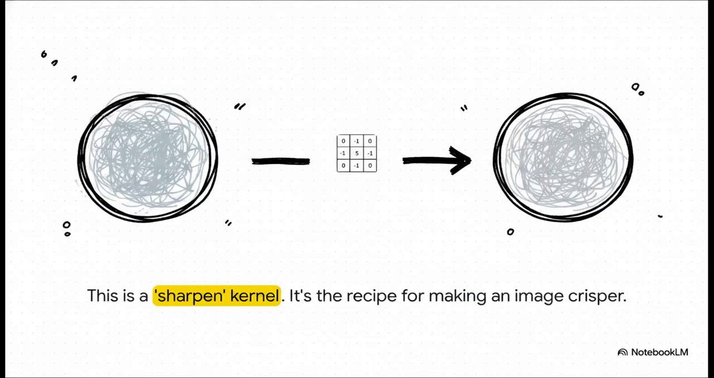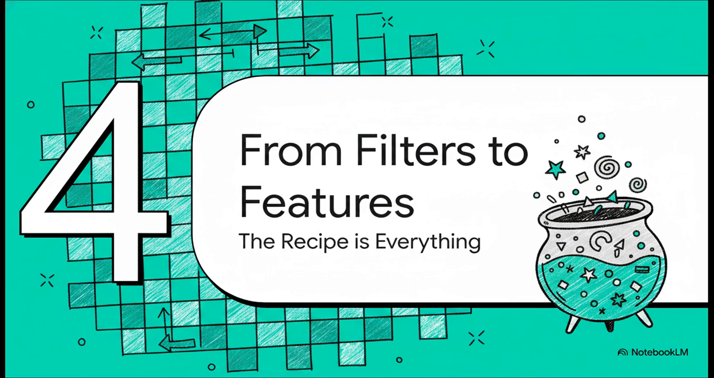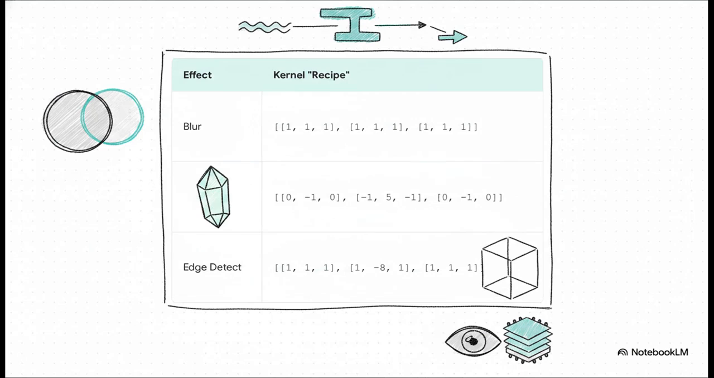That's the whole trick. So, for example, look at this specific arrangement of numbers. The 5 in the center, the -1s all around it, that is the literal mathematical recipe for sharpening an image. It's telling the computer, hey, make the center pixel stronger, but subtract a little bit from its neighbors. And that's what makes the details pop. So this is the crucial takeaway. The overall process, that sliding and calculating, it never, ever changes. The only thing that's different between making an image blurry and making it sharp is the recipe, the numbers inside that tiny kernel. And this table just lays it out perfectly.